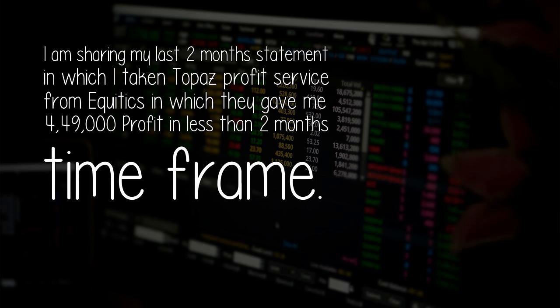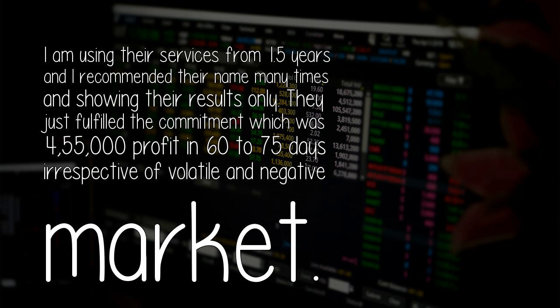I'm sharing my last 2 months' statement in which I took the Topaz Profit Service from Equitix, in which they gave me 449,000 profit in less than 2 months. I'm using their services for 1.5 years and I have recommended their name many times, showing their results only. They just fulfilled the commitment, which was 455,000 profit in 60 to 75 days, irrespective of a volatile and negative market.